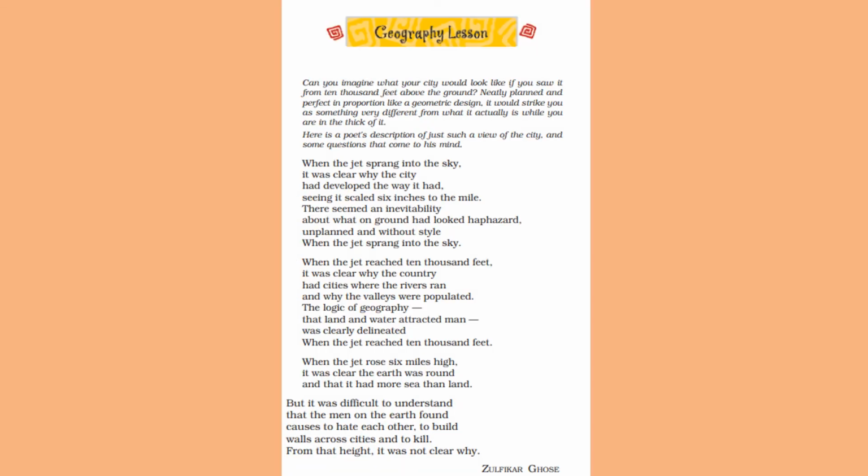If we sum up the poem, we can say the poet flew over the city in a jet plane and he found the city spread in a disorderly manner, but he knew it was unavoidable. From the height of 10,000 feet, he well understood why the valleys were populated. The land and the water attract people. It was the logic of geography. From a height of 6 miles, he noticed that the earth was round and had more sea than land. As you know, 71% is water and 29% is land area. But the poet did not understand why people hated and killed one another.